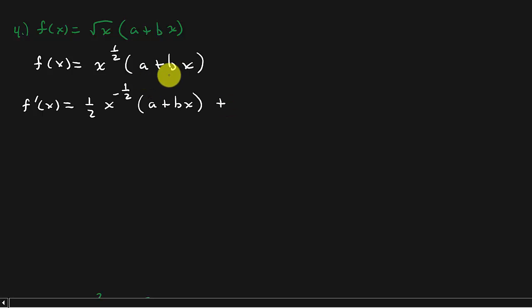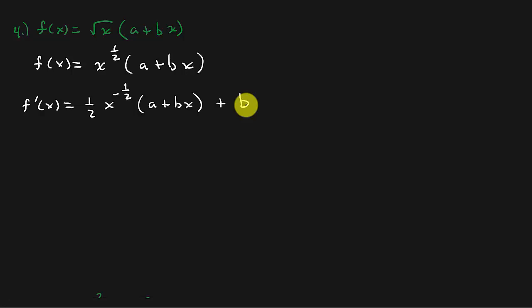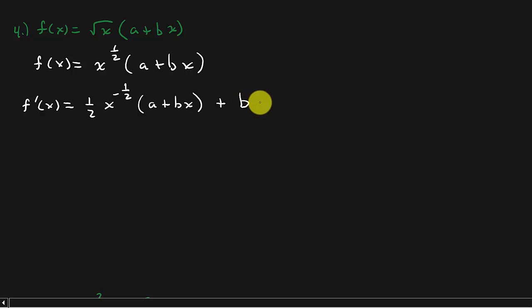Well, what's the derivative of a plus bx? Well, the derivative of a is 0. The derivative of bx is just b. See that? Is b. Remember, the derivative of 5x is 5. The derivative of 7x is 7. The derivative of bx is b. And so that's the derivative of the second function times the first function.